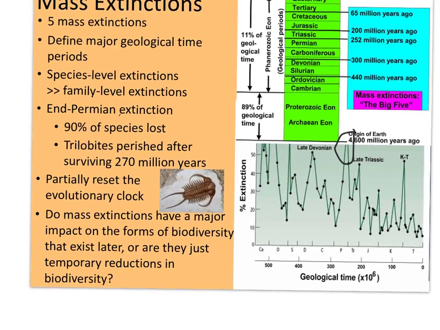So, do mass extinctions have a major impact on the forms of biodiversity? In other words, the number and abundance of different groups of organisms that exist later, or are they just temporary reductions in biodiversity? Well, they reshape the total biota. Just by luck of the draw, some taxa manage to survive, and they are the beginnings of the next round of speciation and biodiversity.